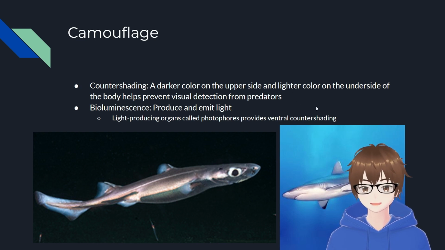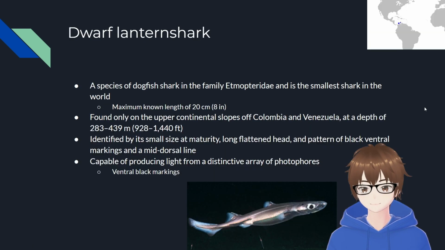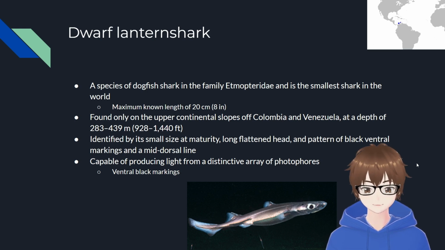But there are a few different types of sharks, or I guess one in particular, that has bioluminescence, which means they produce and emit light. The light producing organs are called photophores, which produce ventral countershading. So the line right there on its body will glow a little bit. The shark we are talking about with the countershading and the bioluminescence is the dwarf lantern shark.